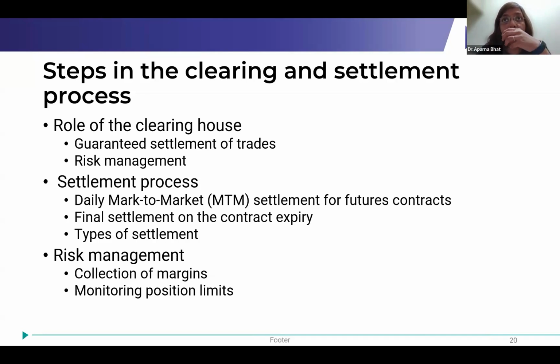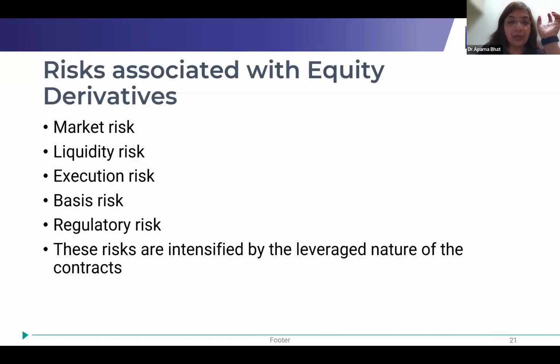So to protect itself from the default of either the buyer or the seller, the clearing house collects margins. Okay, so for any derivative contract, as I said earlier, when we take a position in a derivatives contract, we do not have to pay the complete price, right? We don't have to pay the full price, but we have to deposit a margin with the clearing house. And there are different kinds of margins which the clearing house collects. There is something called initial margin, then there is something called exposure margin, right? All these margins are collected by the clearing house. So this is all part of the risk management of the exchange.